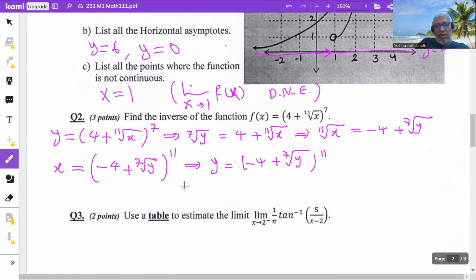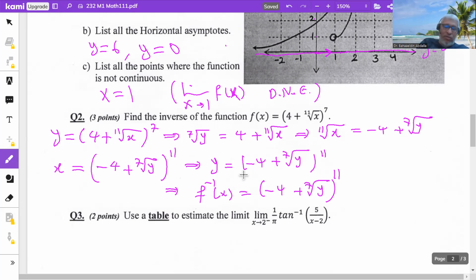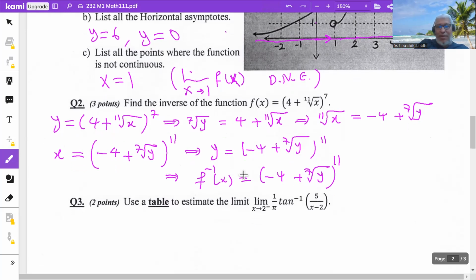And this is in fact f inverse. Finally, we replace y by f inverse and say that f inverse of x is negative 4 plus the 7th root of x, to the power 11. If you want to check that your answer is correct, that you didn't make any mistake, you can, for example, replace x by any number in f of x.